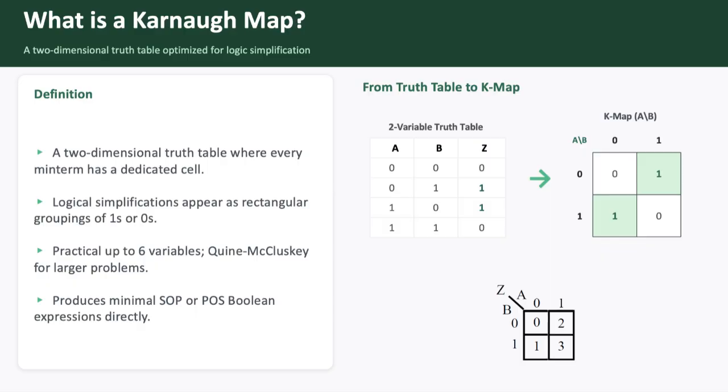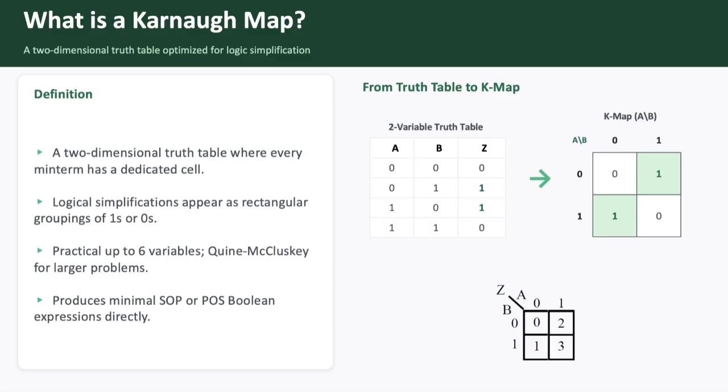Look at the two-variable example on the right. The truth table for A XOR B, Z equals A prime B plus AB prime, shows Z equals 1 for inputs 0 1 and 1 0. When we place those values onto the 2 by 2 K-map, the two ones appear in positions row 0, column 1, and row 1, column 0, diagonally opposite. These cannot be grouped because they are not adjacent in the gray code sense. That tells you immediately that no further simplification beyond the two-term expression is possible.